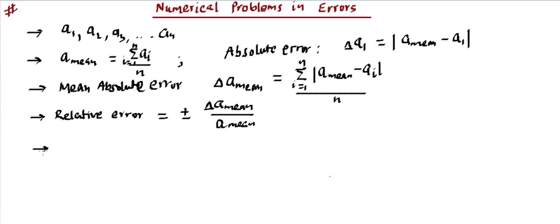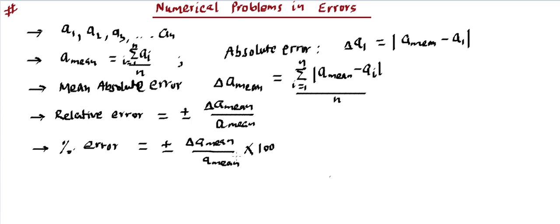And then we have learned about percentage error. So what is a percentage error? You must be remembering we will be writing the same value but multiplying it by 100. So this mean absolute error divided by the mean value into 100. So that becomes percentage error. So these are the quantities or terminologies that we learned in the previous video related to error. Now we will be using these properties or terminologies to solve the questions.